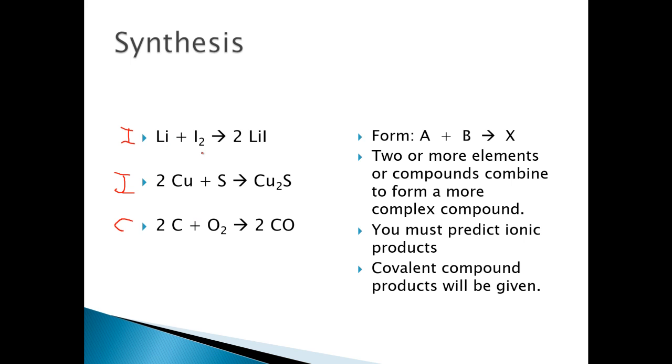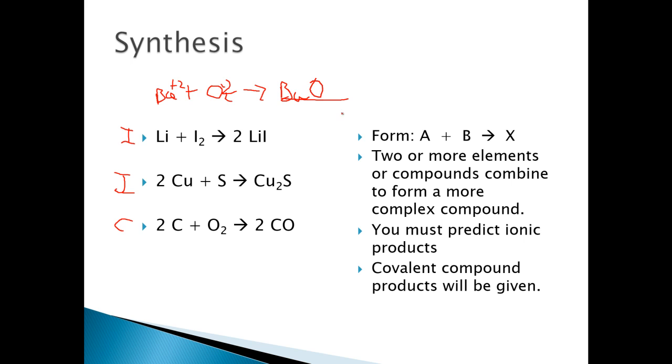With these ionic ones, you need to be able to predict what's going to happen. In other words, if I give you barium plus oxygen, you need to be able to predict what will happen. So how do you do that? Well, it's quite simple. You look at the charge. Barium has a plus 2. Each oxygen has a minus 2. So we're going to be putting one barium with one oxygen.